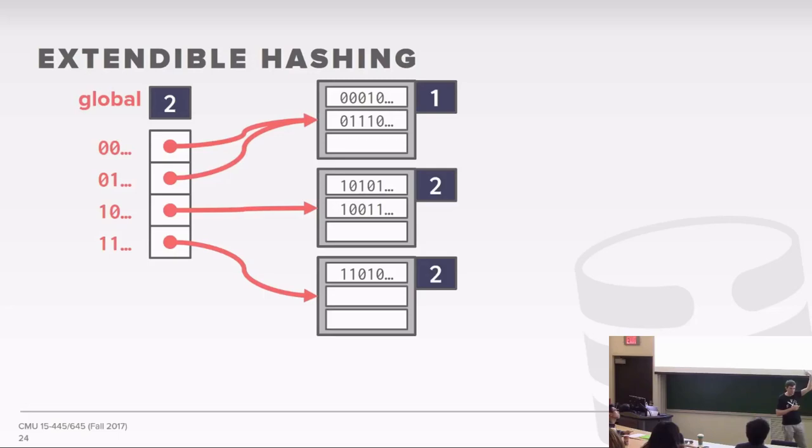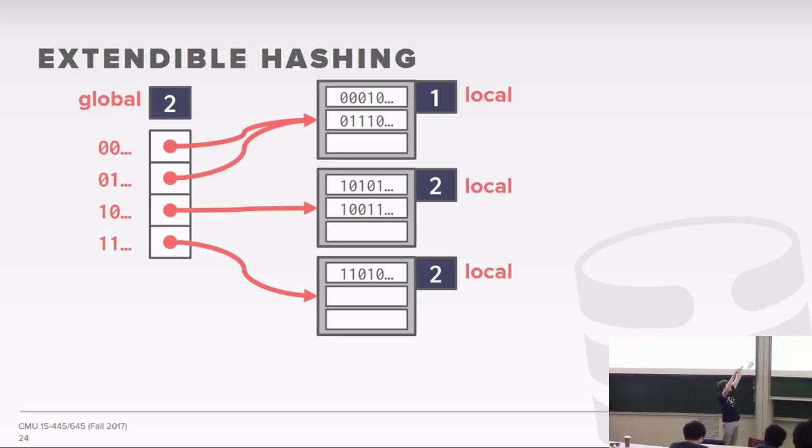Then each bucket is going to maintain what's called the local counter, and this corresponds to how many bits in the hash output, the hash key, were used to get to this particular bucket. So in this case, for the one at the top, the local counter is one. That means you only have to use one bit at the beginning of the hash key to find that location. So here, the global counter is two, but the local counter is one, so we're just using the zeros here in the first bit location.